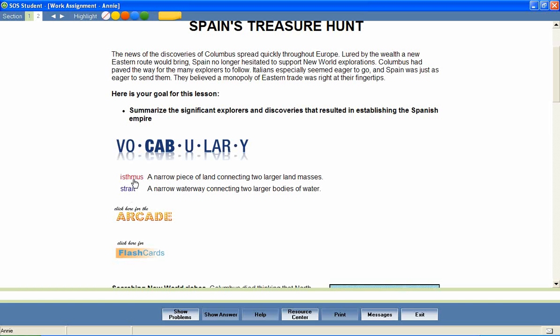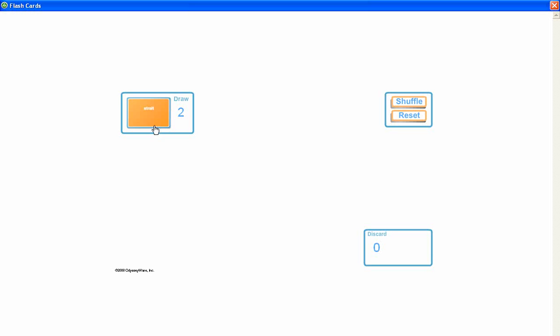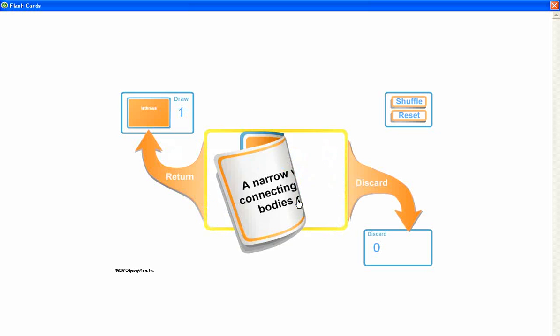Strait, isthmus. In addition, the vocabulary arcade games encourage mastery of the vocabulary words by providing practice in the correct spelling of each word and in matching each word with its definition. Flashcards allow students to easily review the words and their definitions.